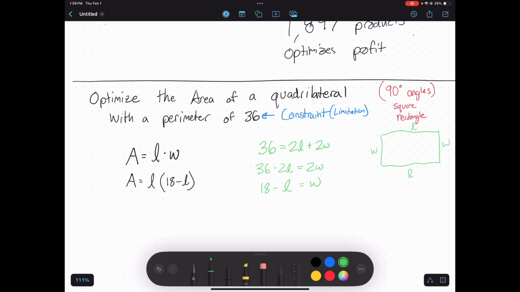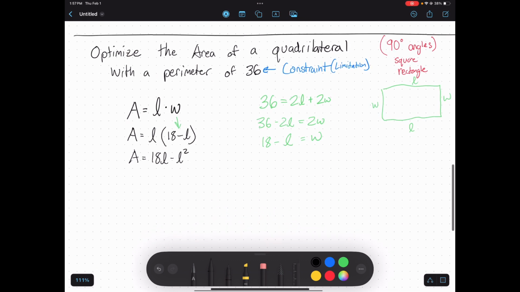Right? Do we see that? My width is equal to 18 minus L, so I can replace W with 18 minus L. And that gives me the area is equal to 18L minus L squared. How is that helpful? Well, now I have my area equation just in terms of one variable. It's just in terms of my length. So, can I find my derivative now?